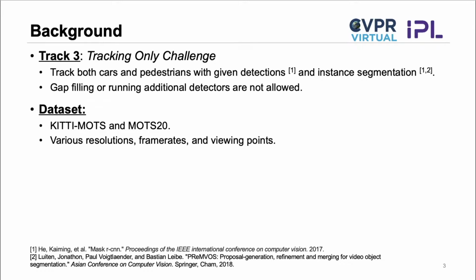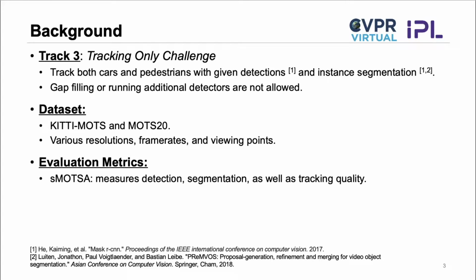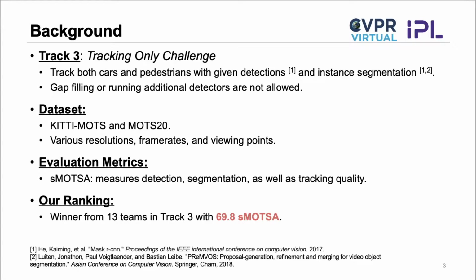As for the dataset, Track 3 contains the sequences from both KT-MOTS and MOTS-20 with various resolutions, frame rates, and viewing points. To evaluate the performance, SMOTSA is used to measure detection, segmentation, as well as the tracking quality. And finally, our proposed IA-MOT got the winner from the 13 teams with 69.8 SMOTSA.